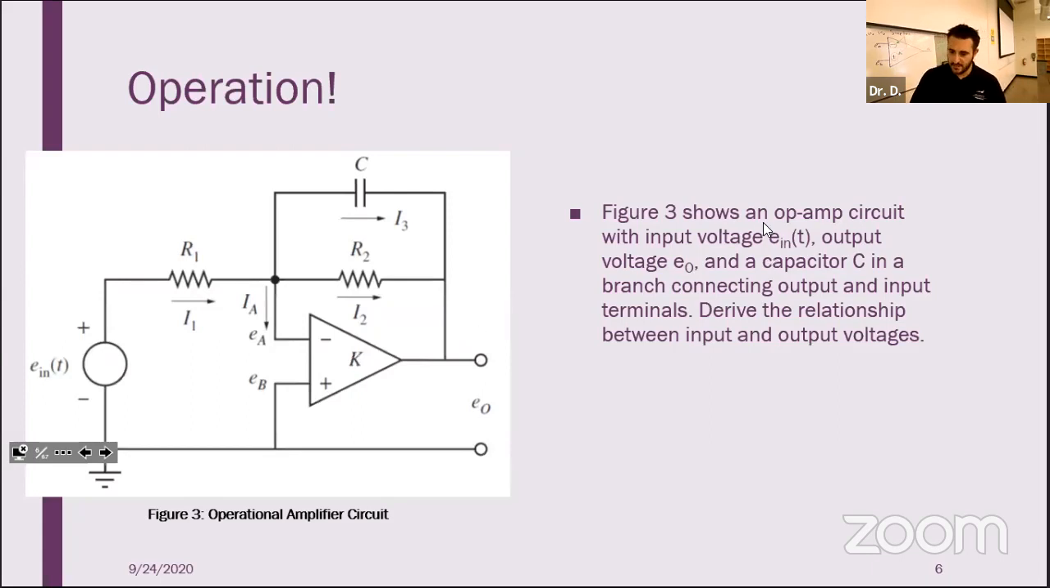So figure 3, which is right here, has an op-amp circuit with an input voltage E in and an output voltage E out, and a capacitor C in a branch connecting output and input terminals. Derive the relationship between the input and the output voltages. I want you to create a mathematical model relating E in to E out.